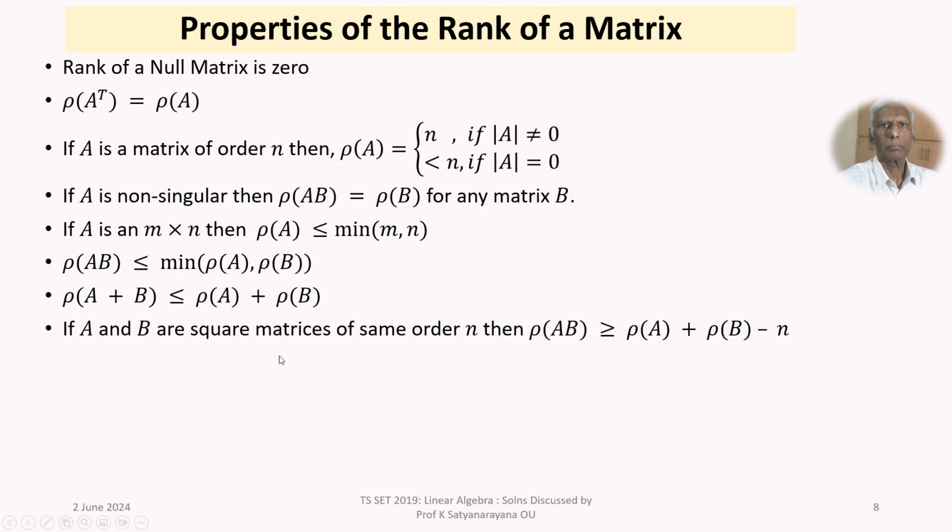If A and B are square matrices of the same order n, then the rank of AB is greater than or equal to rank of A plus rank of B minus n. This is a very important property. Remember this one.